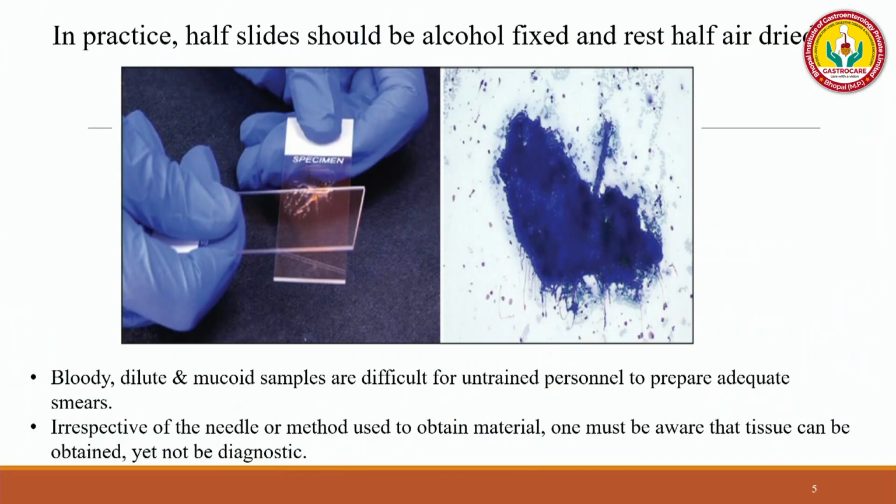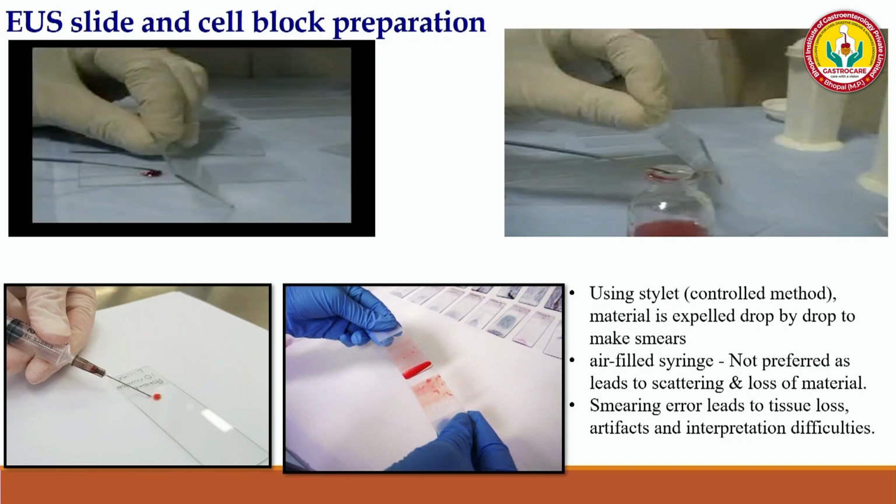So the most important step is that as soon as you get an FNA, you have to make an immediate smear and not even delay by a few seconds, because it is going to clot and then the entire procedure goes waste. And also it depends whether you are going to use a stylet material or you are going to use an air-filled syringe. A stylet material is where you drop it drop by drop and make smears, which is best, and not use an air-filled syringe because it leads to scattering and loss of material.